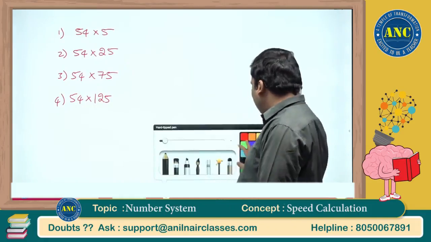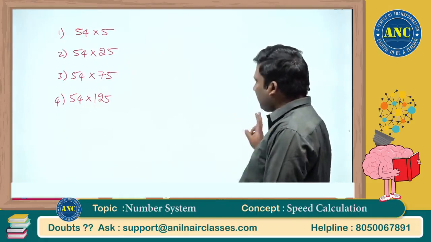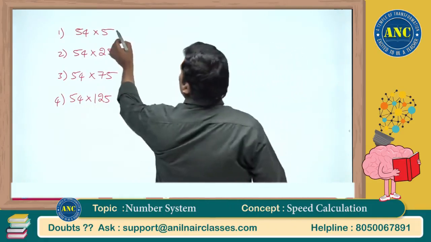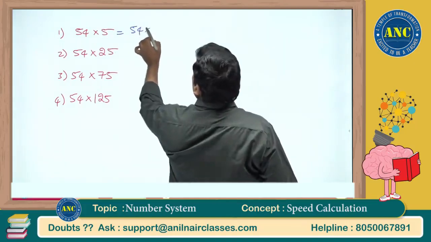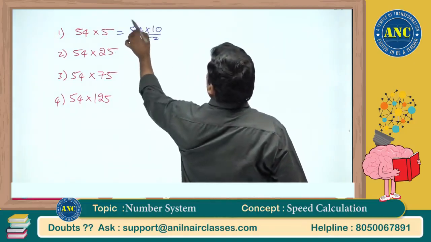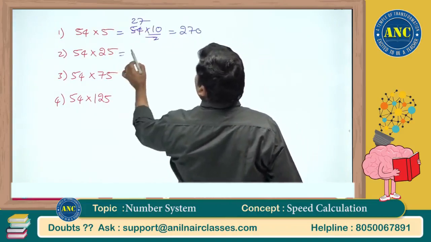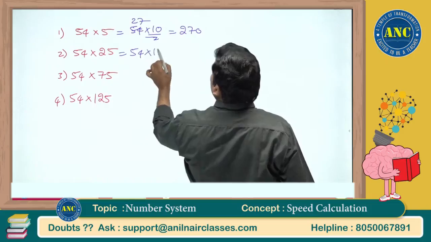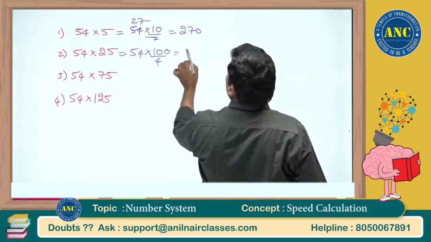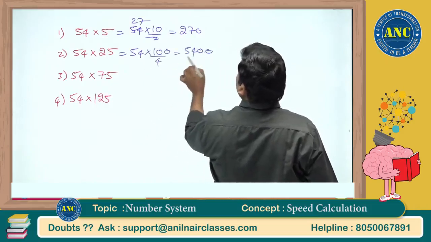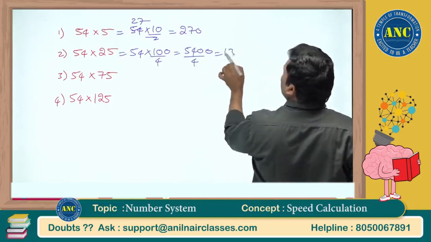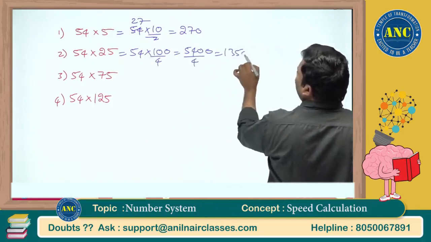Now if you see, 5 can be written as 10 by 2. 54 into 10 by 2. 27 twos are 54, answer is 270. 25 can be written as 100 by 4. These 5400 by 4. 4 13s are 52, 1350.